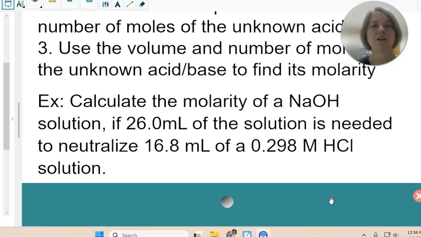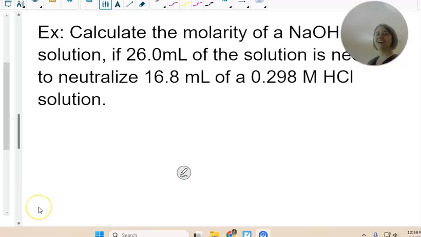Please write this problem down. Calculate the molarity of a sodium hydroxide solution if 26.0 milliliters of the solution is needed to neutralize 16.8 milliliters of a 0.298 molar HCl solution. So please write that down and we'll go through solving it together. All right, now we're set to tackle this.